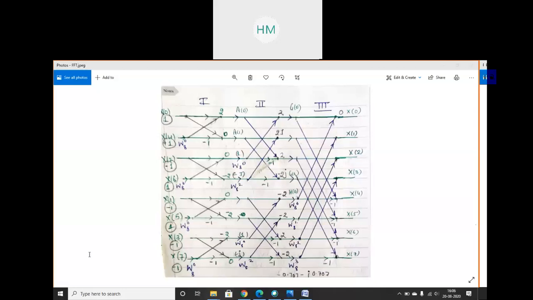H of 3 is, you are calculating these values in your copy. Okay. So all got this value. So next stage is my third stage. Now I will find out the output values from x of 0 to x of 7. What is the equation of x of 0? X of 0 is equal to G0 plus H of 0 into W08. Okay. This is the value.